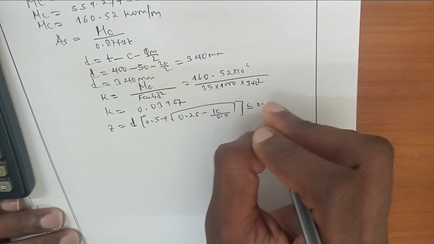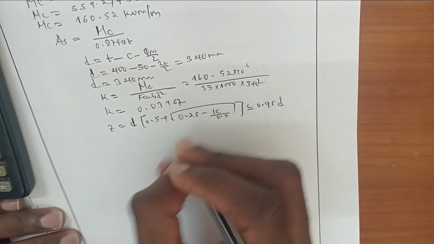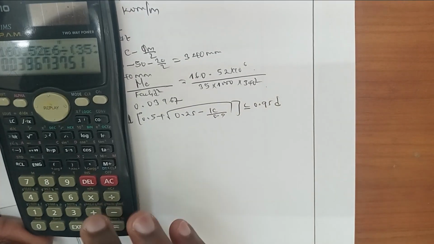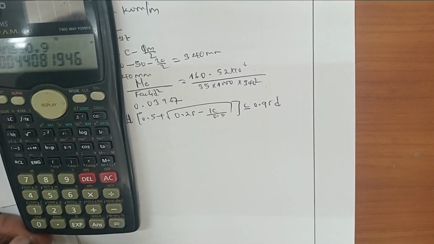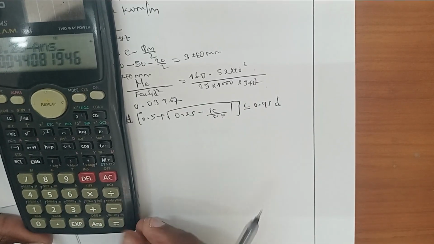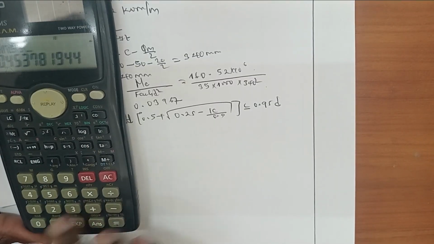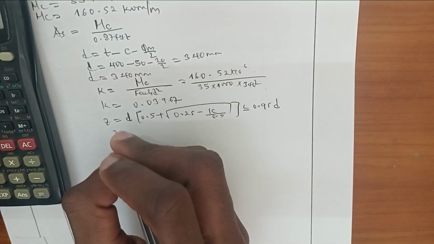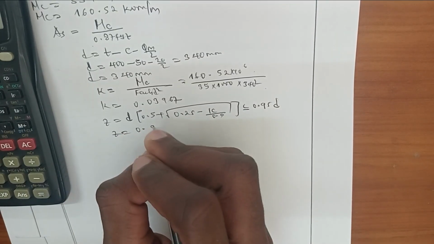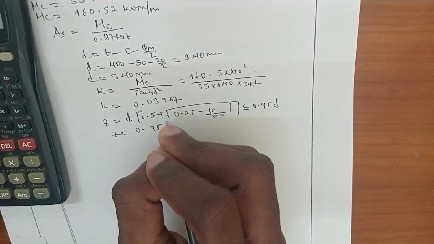So the value of Z will be equal to effective depth times 0.5 plus the square root of 0.25 minus K over 0.9, which should be less than 0.95 effective depth. When we calculate this, we get that the value of Z is 0.95 times effective depth.